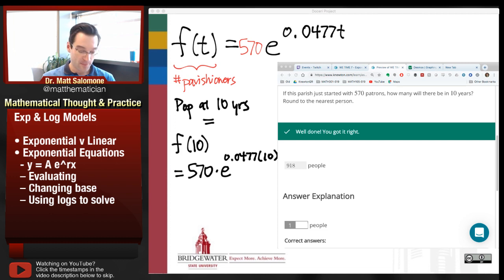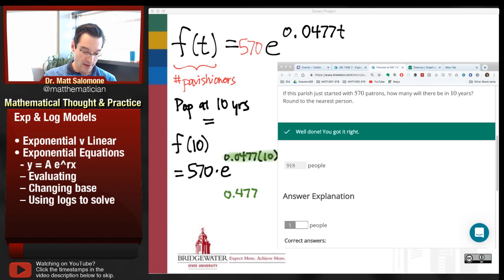But by the same order of operations, the multiplication by 10 that's happening up here has to happen first, because implicitly it's being grouped together with that 0.0477 in front of it with some hidden parentheses, if you like. So we'll do that evaluation first, 0.0477 times 10. That's going to give me 0.477.